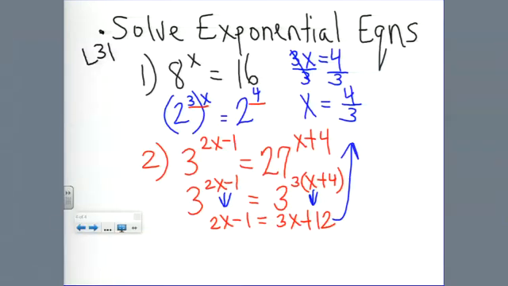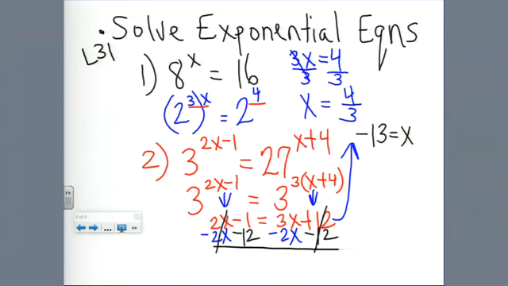Now, we can solve for x. Subtract 2x from both sides. And you can also, in the same step, subtract 12 from both sides. So when we perform those transformations or moves, we end up with negative 13 equal to x.